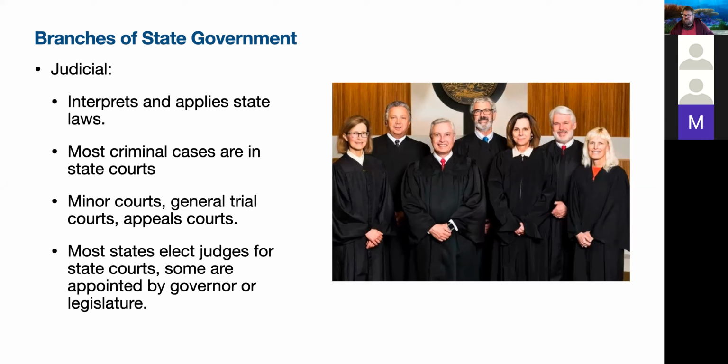Most states elect judges for their state courts. Some are appointed by the governor, some are appointed by legislatures. In Montana, the governor has the power to appoint if a vacancy occurs in between elections. It used to be that those candidates would be nominated by a commission, and then they would forward three names to the governor, and the governor would choose one of the three names.